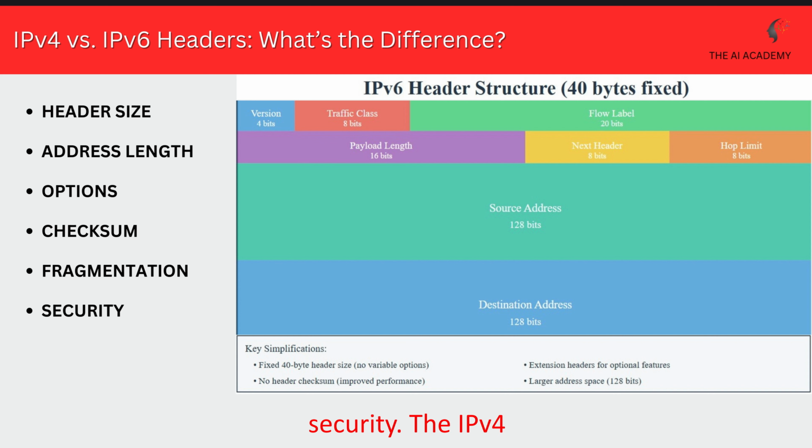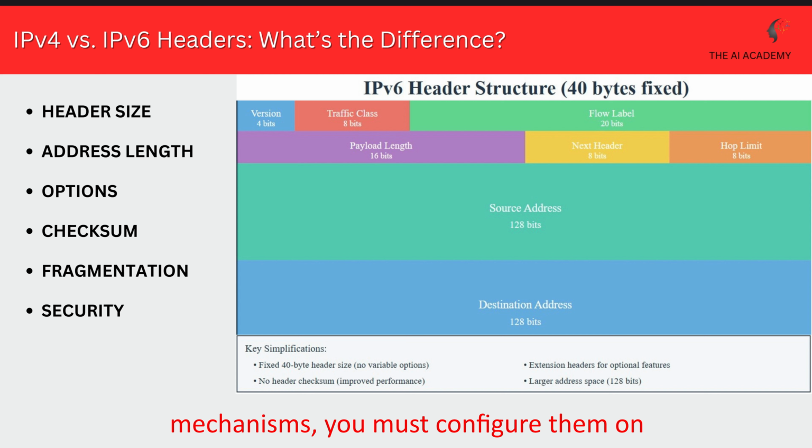The security. IPv4 doesn't have built-in security mechanisms, you must configure them separately. While IPv6 comes with native support for IPsec, making secure communication a standard feature. So, there you have it, the IPv6 header isn't just an upgrade, it's a redesign for the modern internet. It's efficient, scalable, and better equipped to handle the needs of today's connected world.